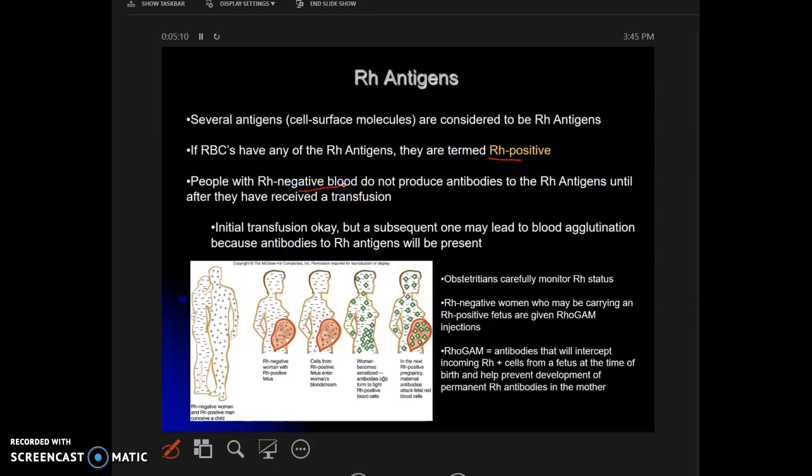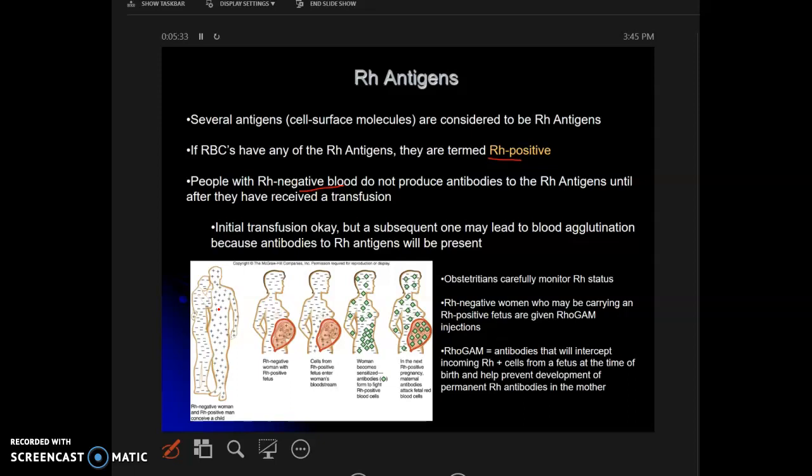Now, why is this Rh so important? It is important especially if an Rh negative female marries an Rh positive male and carries a baby. The baby by default will be Rh positive, because Rh positive is a dominant characteristic. It is always going to show up.